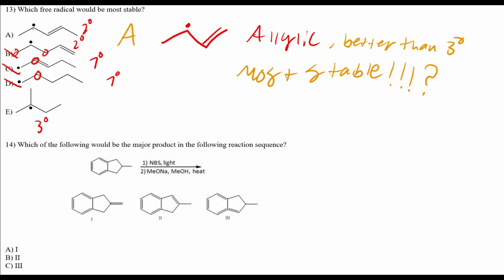Allylic just means that this carbon that's next to the double bond is stable. It's like the best carbon. Okay? So just keep that in mind.